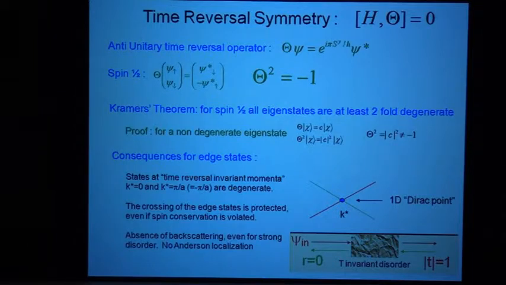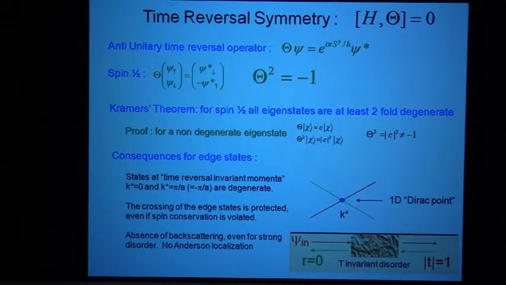So that means if you have a state, you can put an up spin in it, or you can put a down spin in it, and those two states are degenerate. Kramers' theorem just says you can put either an up spin or a down spin. Where Kramers' theorem becomes non-trivial, though, is when you have an interaction between the spin and orbital degrees of freedom. I can't think about the spin independently of the orbital state that I'm putting it in.